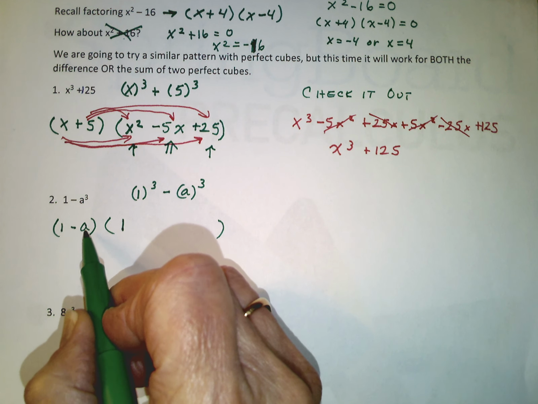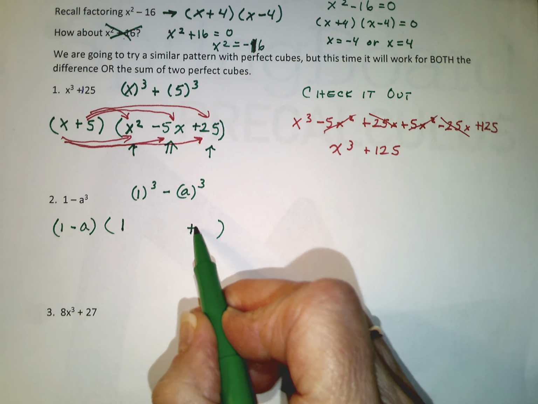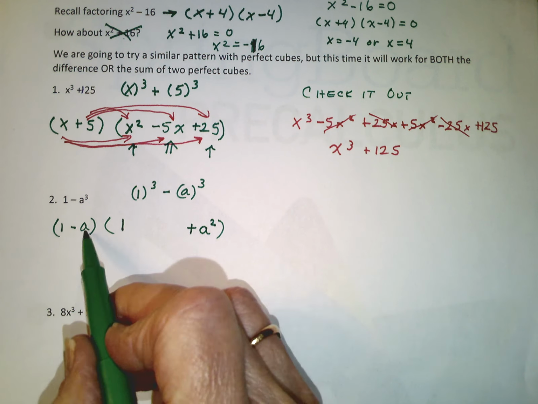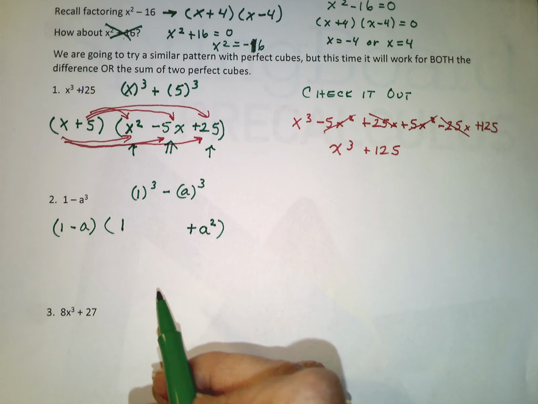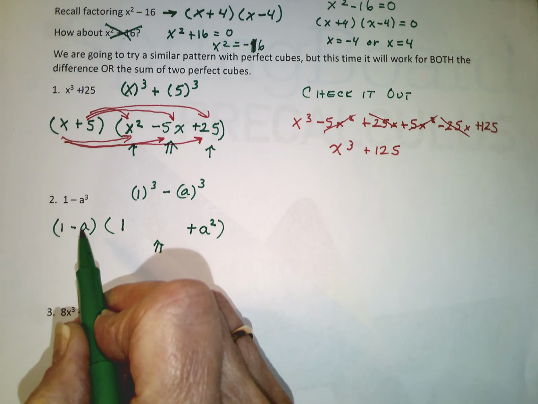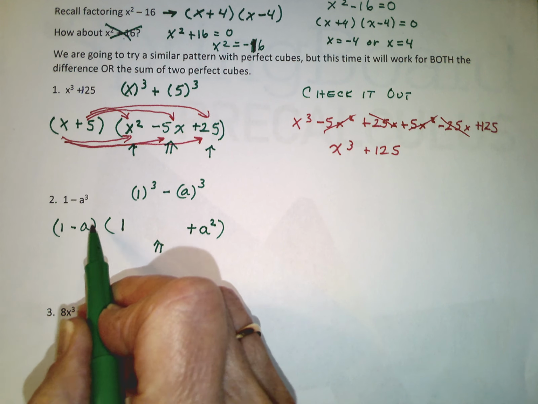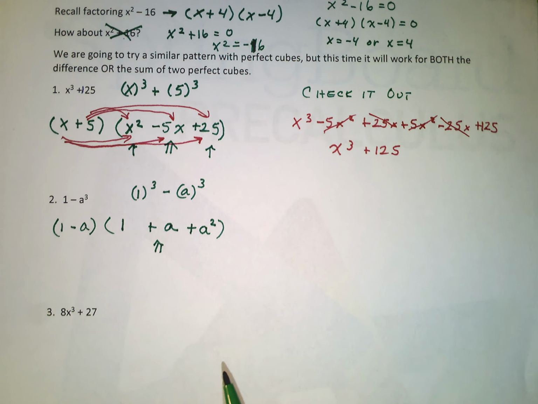Well, if we're starting with a negative a and we ended up with negative a to the third, what we multiply would be positive a squared. Negative a times positive a squared is going to make negative a cubed. And then to get the middle term, we're going to take the negative a times 1 and change the sign. So negative a times 1 is negative a. Change the sign, that would be positive a. And that would be the factorization.